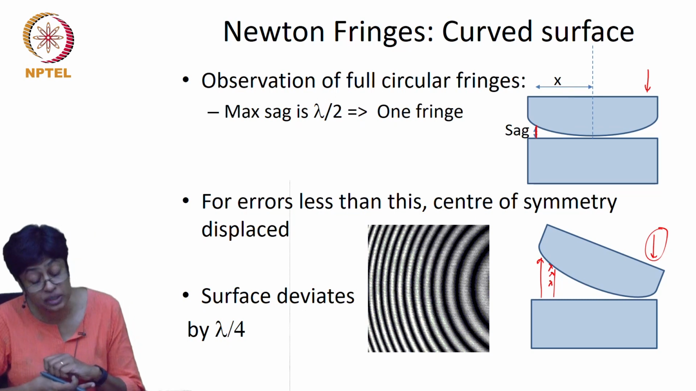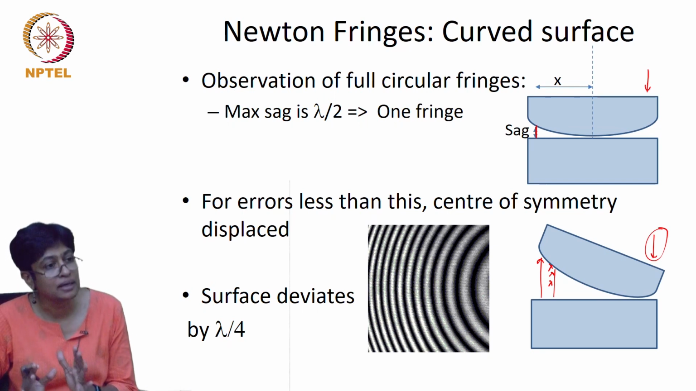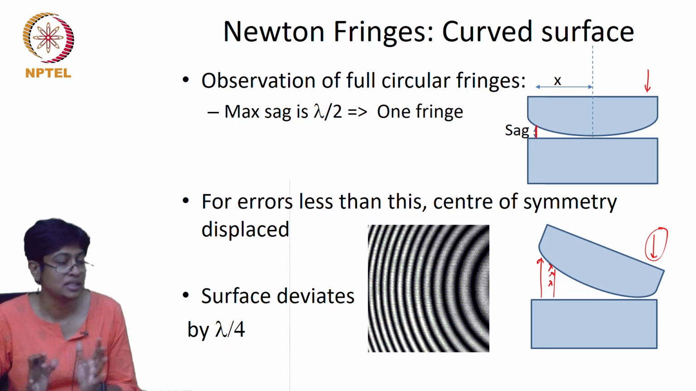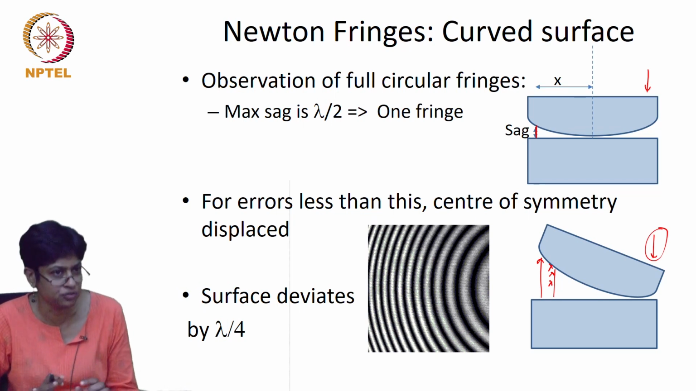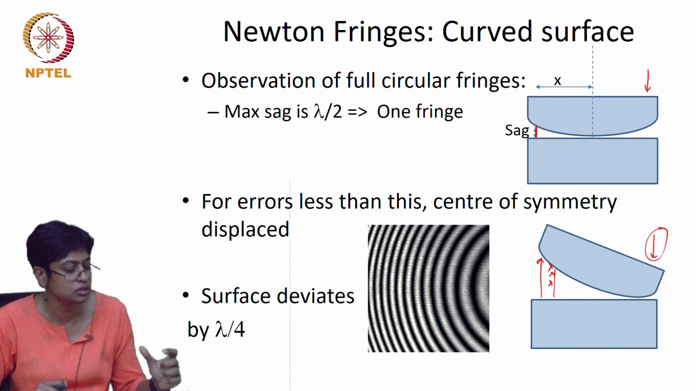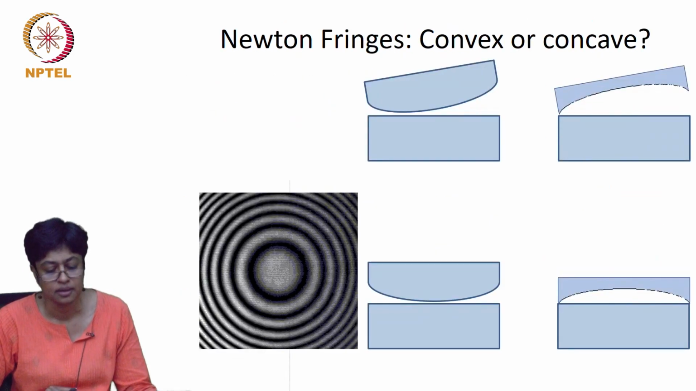So, you could either just use it not to quantify, but to qualify: is it a spherical surface, is it a flat, or so on, from the nature of the fringes you get. If you get straight line fringes, then you know that it is a flat, for example. Okay. So, you can use it to qualify, not quantify things. Okay.